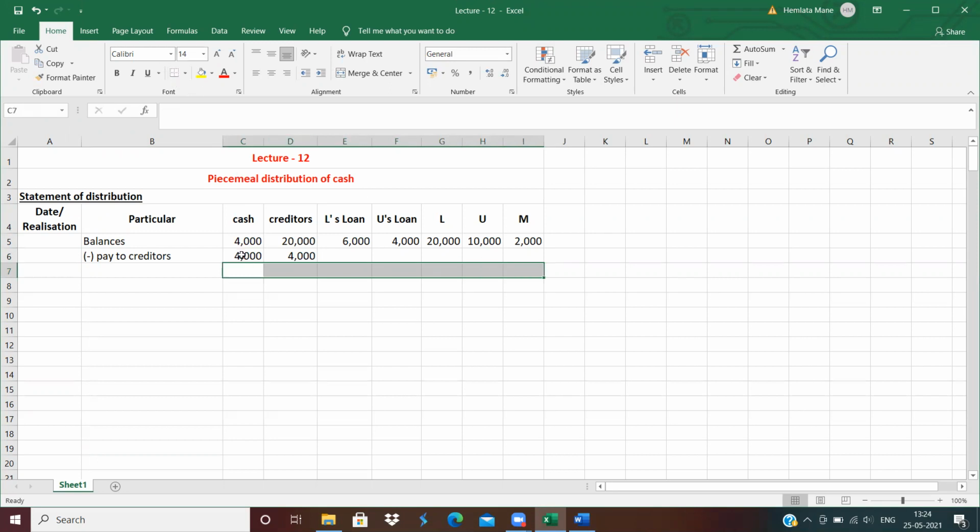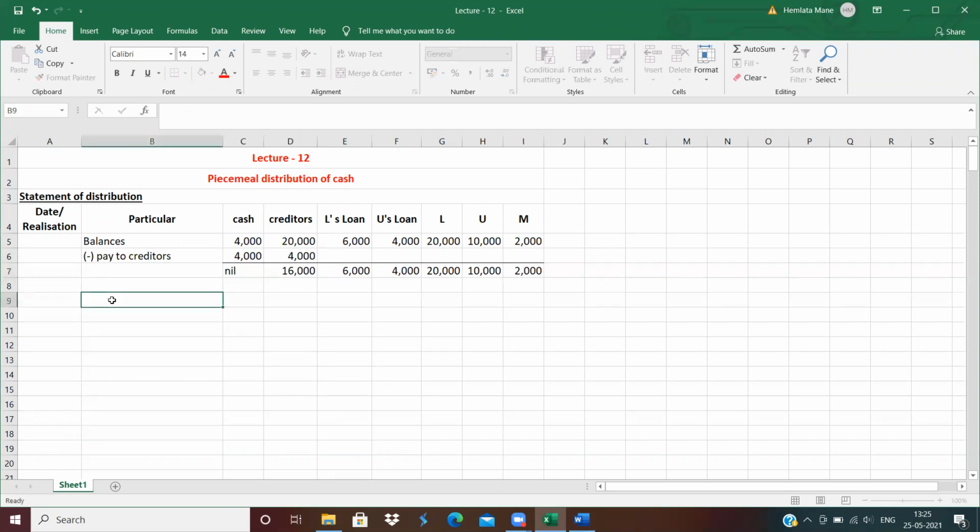Write down the balances of all. 4,000 minus 4,000, nil. 20,000 minus 4,000, 16,000. It means 16,000 of creditors still remains to be paid. So this 16,000 we will pay from the next cash balance. Next is loan, 6,000 of L and 4,000 of M. L's capital, 20,000, M's capital, 10,000, and N's capital, 2,000.